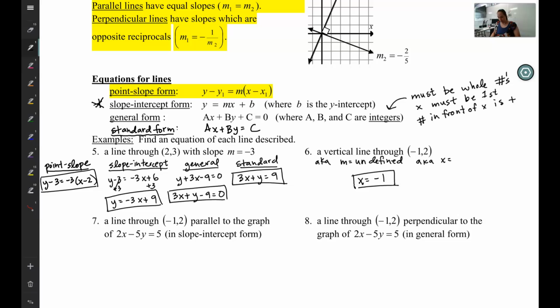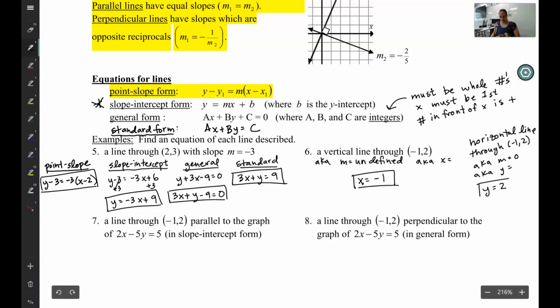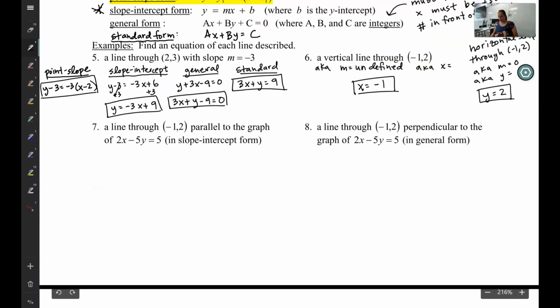I did want to make a note real quick. Let's say this problem had asked for a horizontal line through that same point, through negative 1, 2. This would be our slope is 0, which would be a y equals equation. So in this case, just grab the y coordinate and we get y equals 2. And now we're good.